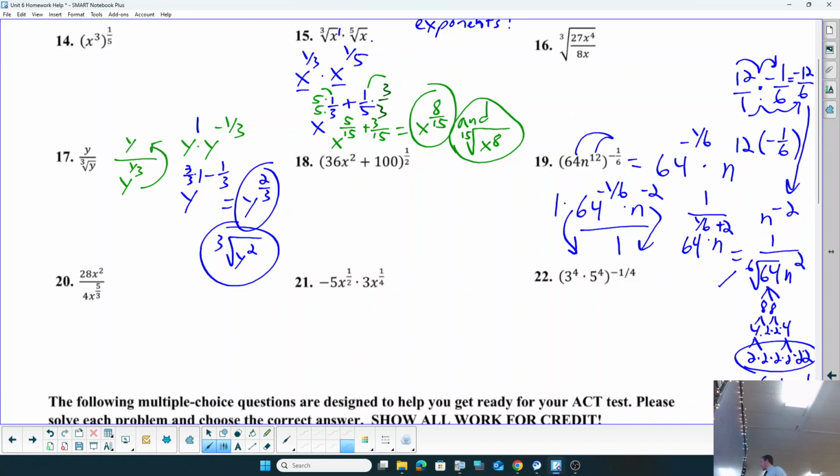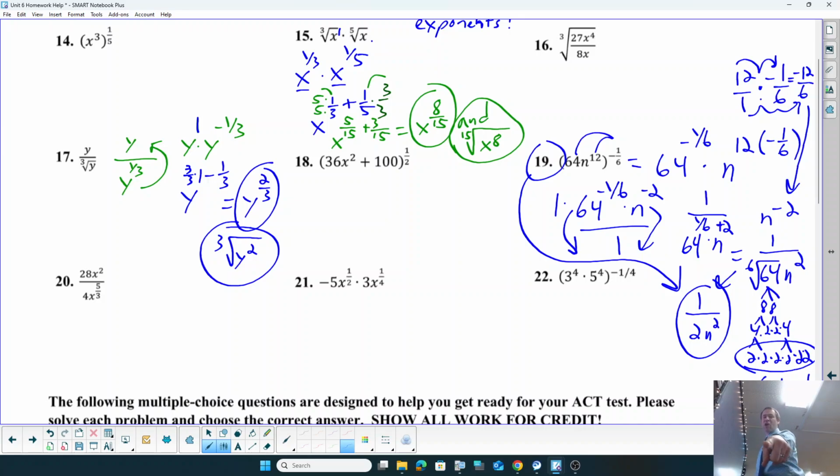Okay, so then our final answer is 1/2 n squared. That's our answer for number 19. Whoa, there's our answer. Nice. So try number 21 on your own. Pause me and try 21 on your own.